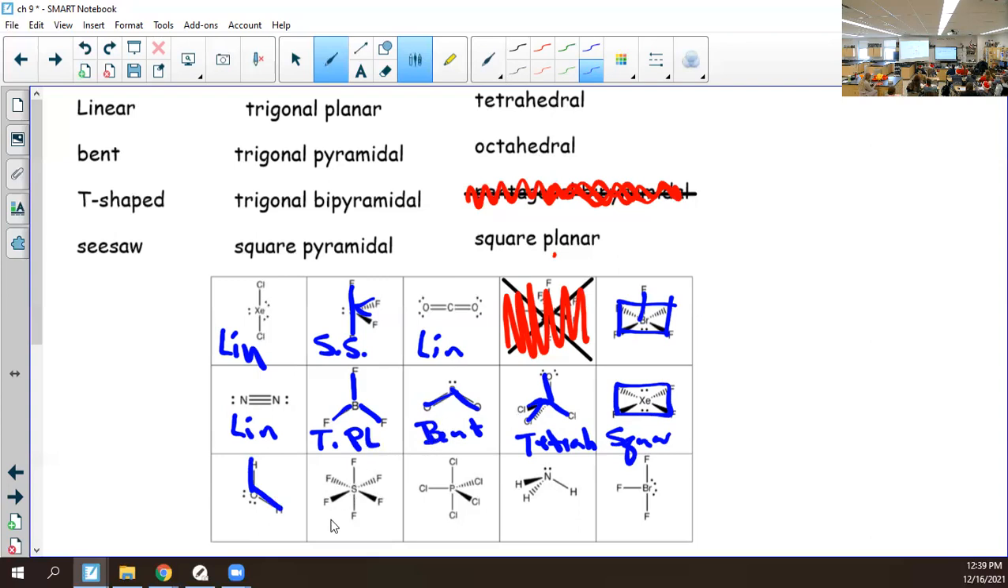Okay, what is this one? Octahedral. How about this one? Okay, what do we have here? Trigonal pyramidal. And then this one? T-shaped.